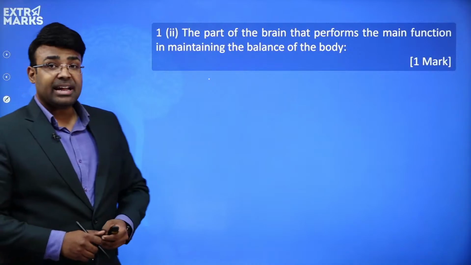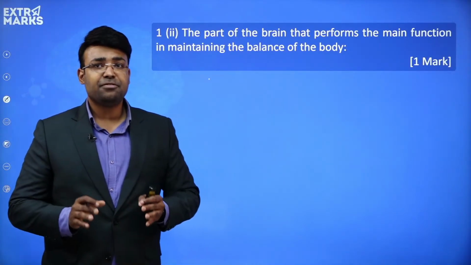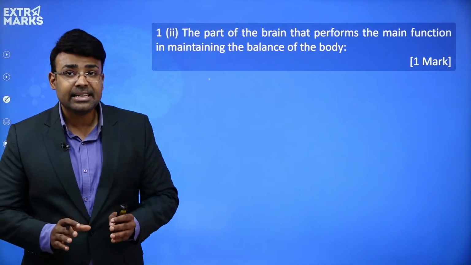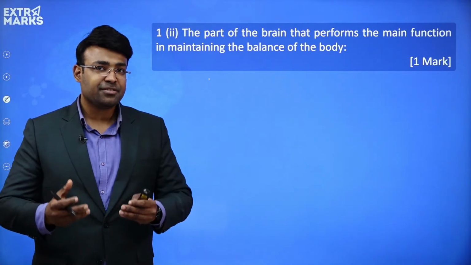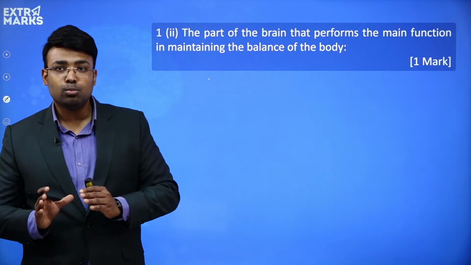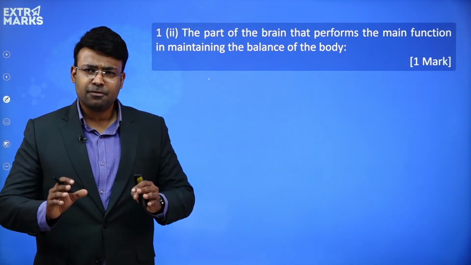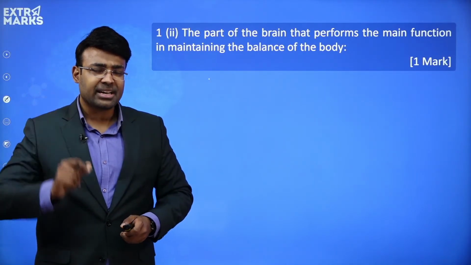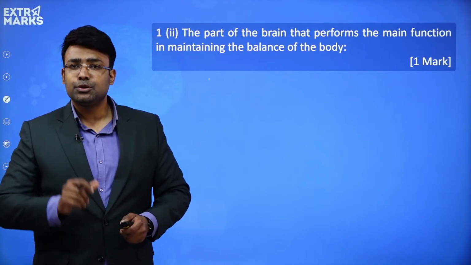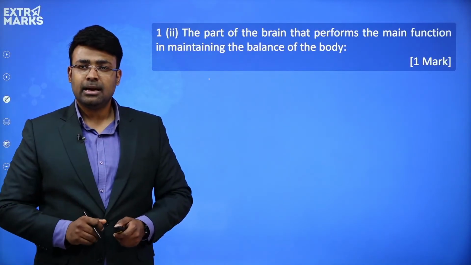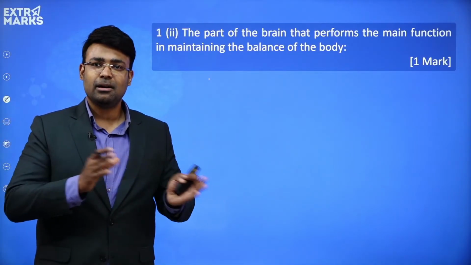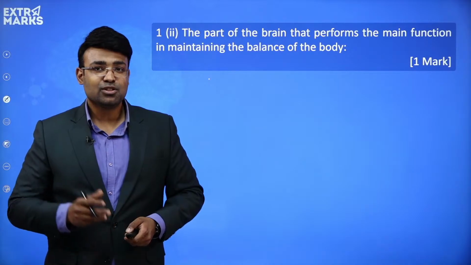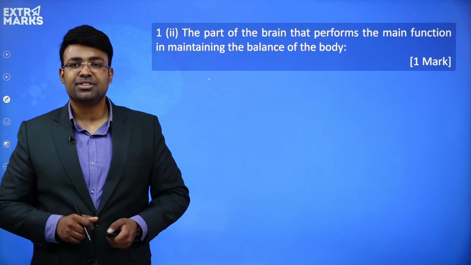The part of the brain that performs the main function in maintaining the balance of the body. Like you all can see, I am standing in front of you. I know where to move and where not to. So somewhere there is a part of my brain that is helping me to coordinate this movement. I cannot fall in the front, neither in the back, neither on the right side or the left side. So what is helping me? Let's see the options, everyone.